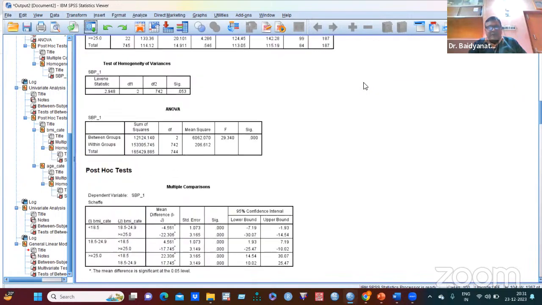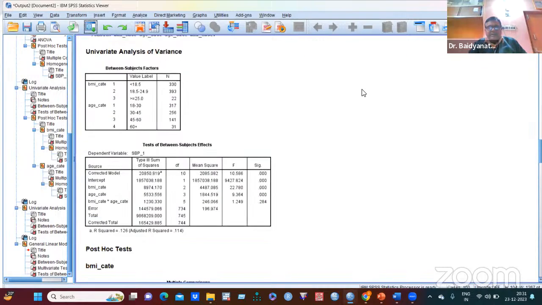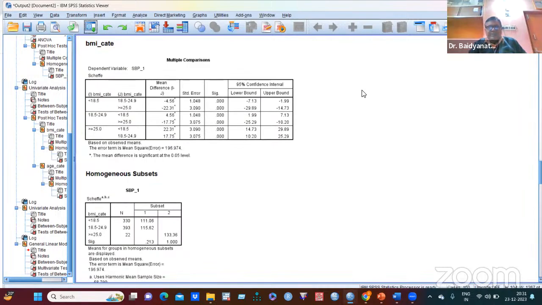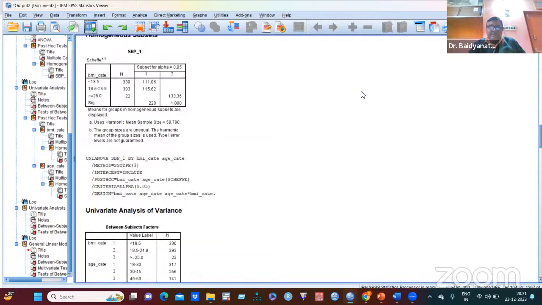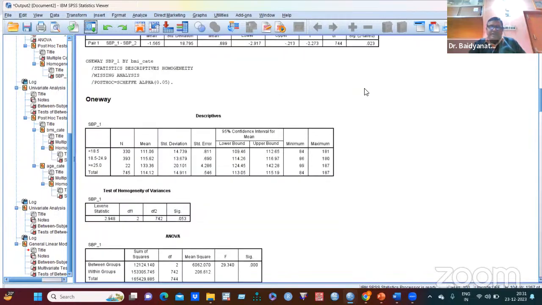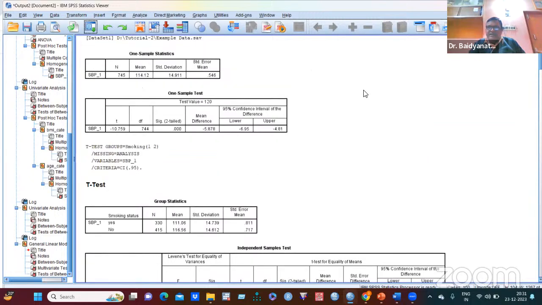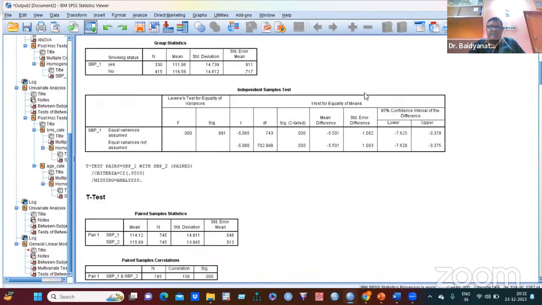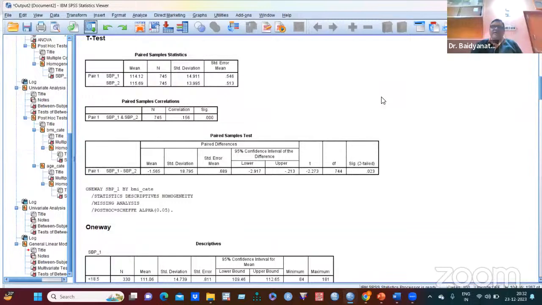I computed these, and these are all parametric test statistics. Suppose your data does not follow the normal distribution or fails the assumption, then we go to the non-parametric test statistics. Non-parametric means distribution free. Your result will be the same, but the method will be different. So we go to the non-parametric test also.